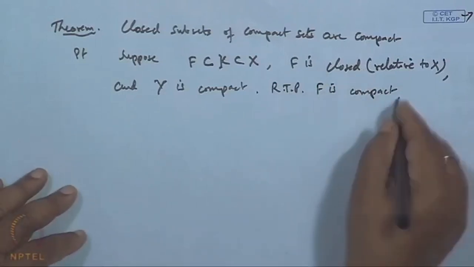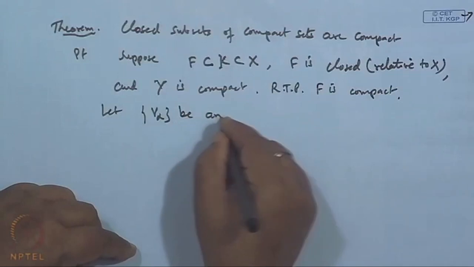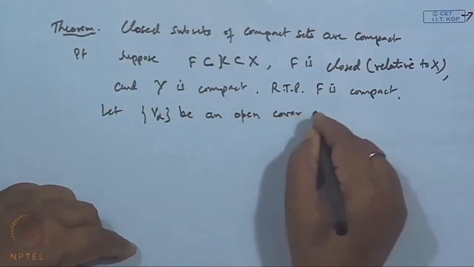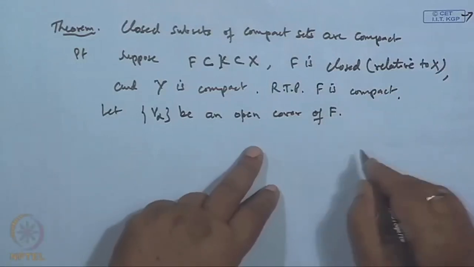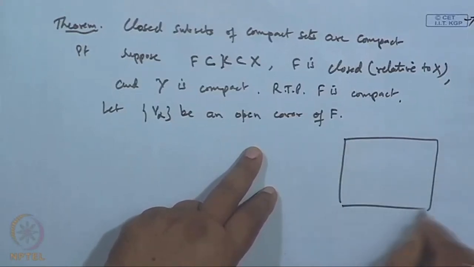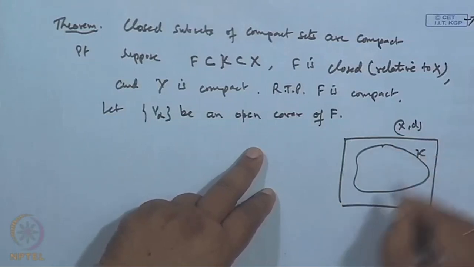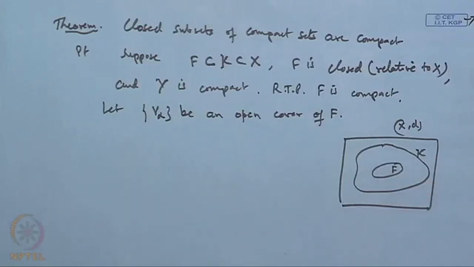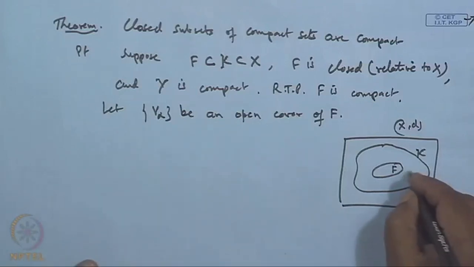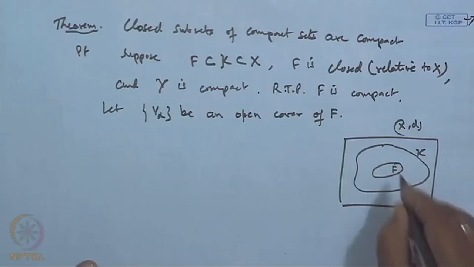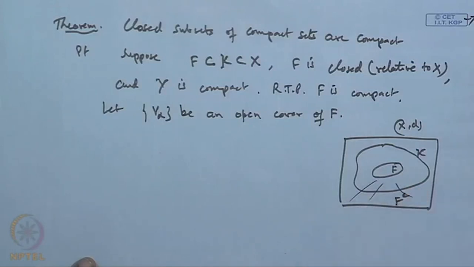So let V alpha be an open cover of F. Now this is our scenario. Here this is our (X, d). Here this is a set K, and here is somewhere F. Now we are taking an open cover of F. What is F^c? F^c will be the complement of F. So here somewhere we have F^c. This is our F^c.